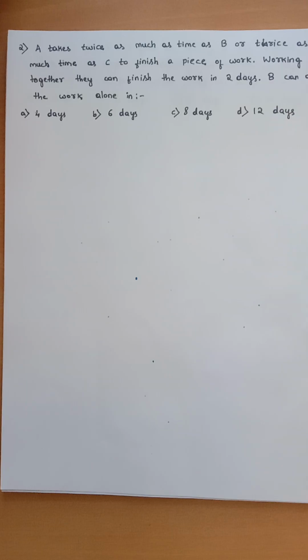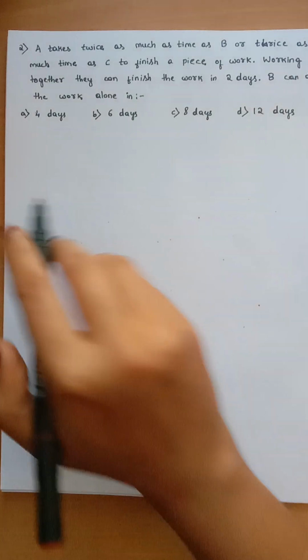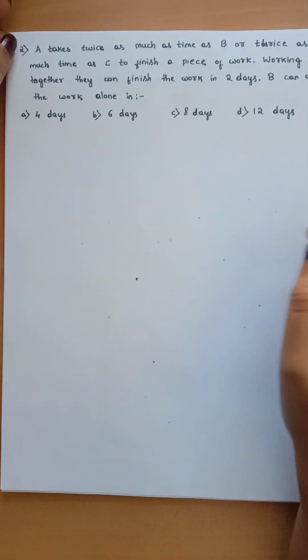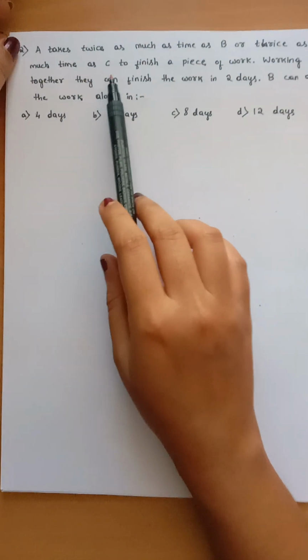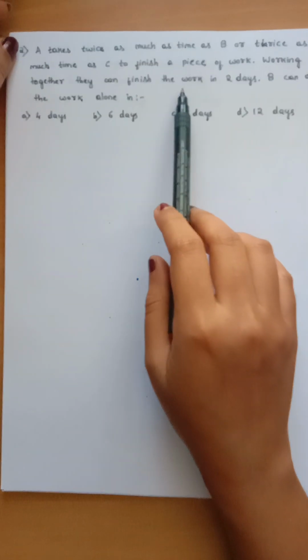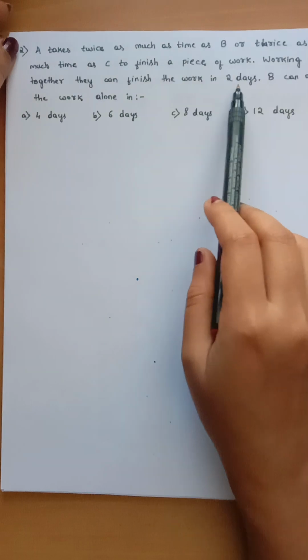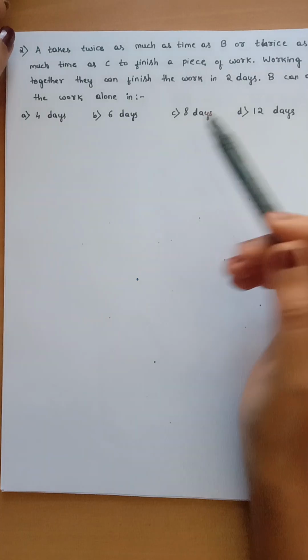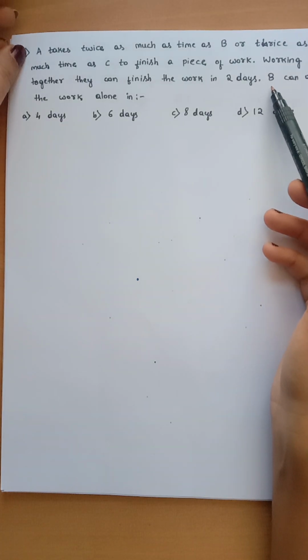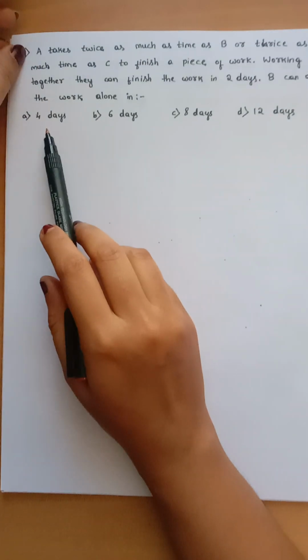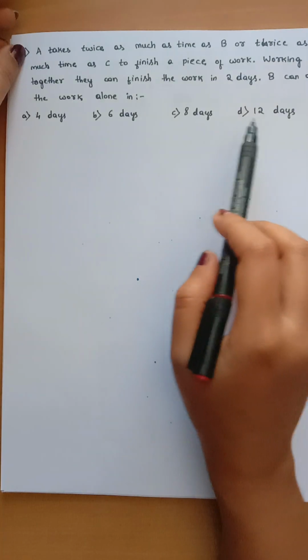Let's take another example. Here the question is quite different from the previous one. Here A takes twice as much time as B, or thrice as much time as C, to finish a piece of work. Working together, they can finish the work in 2 days. B can do the work alone in. They are expecting us to find the efficiency of B to complete a task, or the number of work days to be taken by B. The options are 4 days, 6 days, 8 days and 12 days.